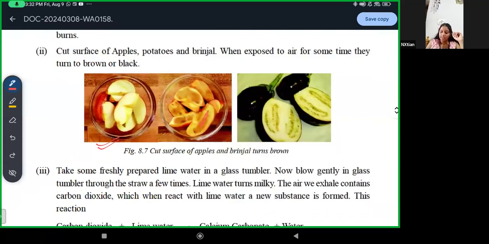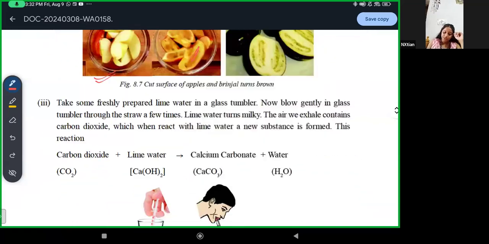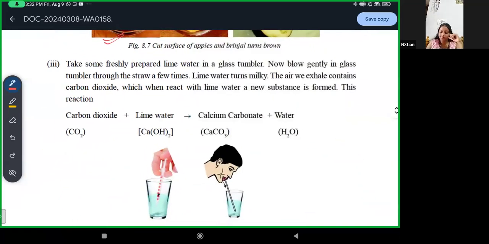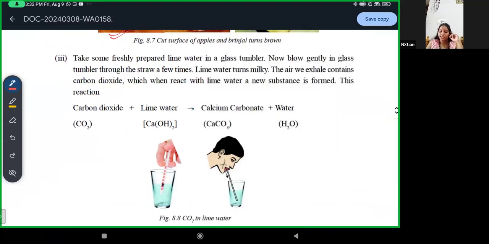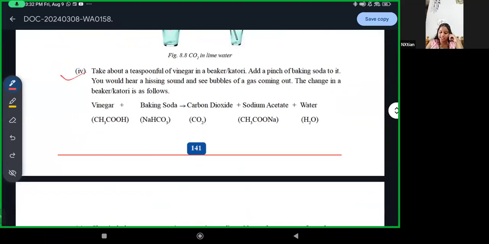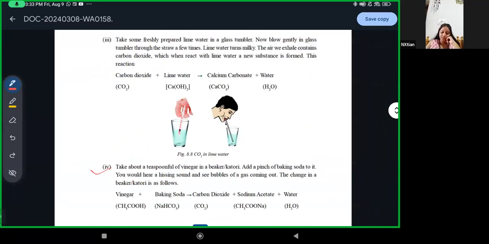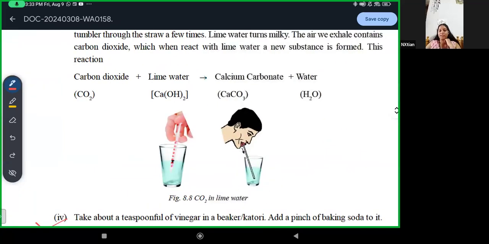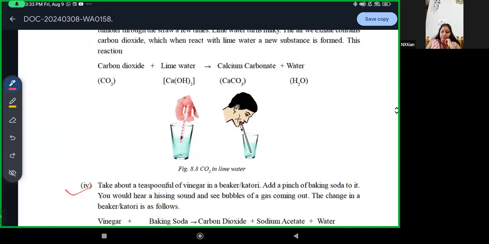Okay. Then take some freshly prepared lime water. This is your activity you can try out. Carbon dioxide plus lime water gives calcium carbonate plus water. This is also another activity you guys can try out. Okay, when we combine vinegar and baking soda, we will get carbon dioxide plus sodium acetate and water. Here if we are combining carbon dioxide and lime water, we will get calcium carbonate and water.